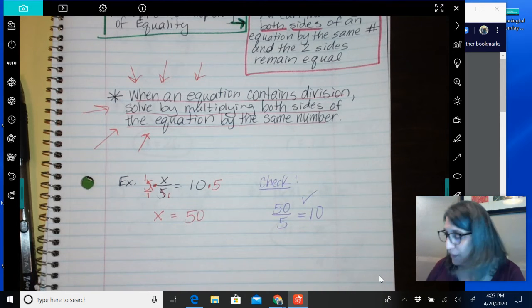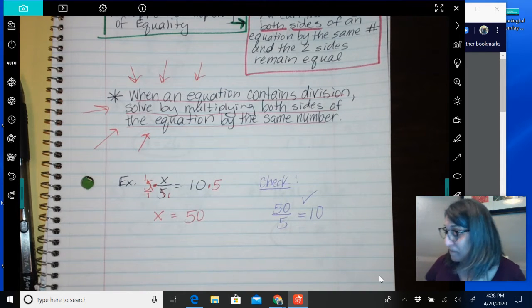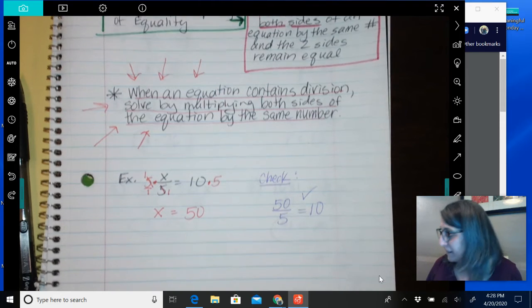Okay, easy. I know you can do mental math, but again, we're not in 4th or 5th grade anymore. We're not just going to show Miss Offit I can multiply and divide. You better be able to multiply and divide. What you need to be showing me is that you know how to set up equations and solve them correctly.